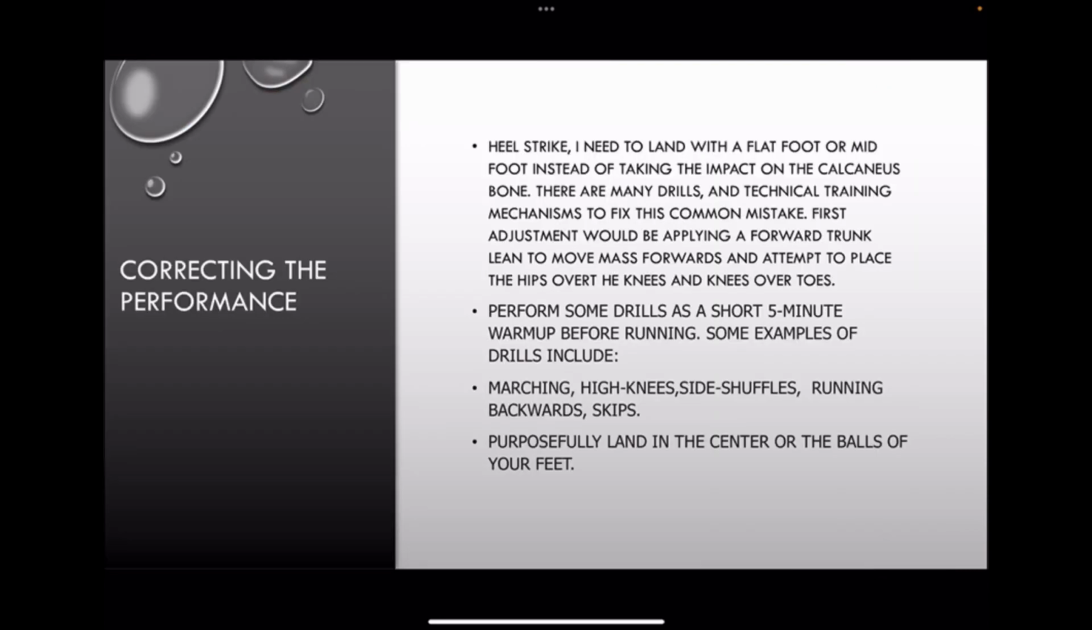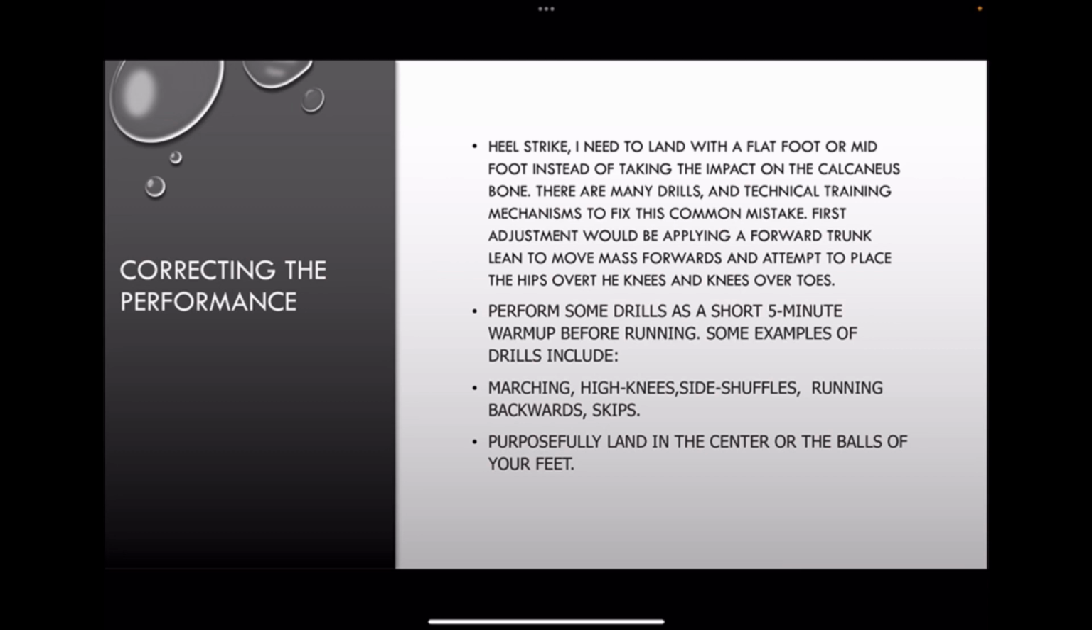So to correct this, I need to land with a flatter foot or a midfoot instead of impacting on the calcaneus bone. There are so many drills and technical training mechanisms to fix this common mistake. The first adjustment would be applying a forward trunk lean to move mass forwards and attempt to place the hips over the knees and toes.